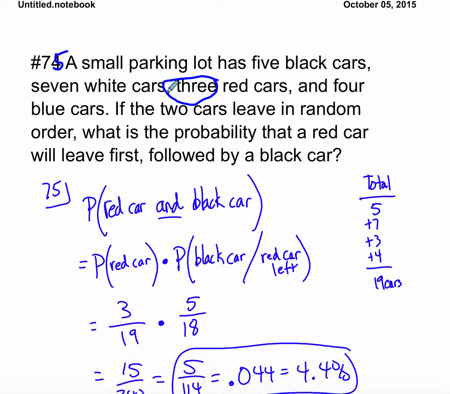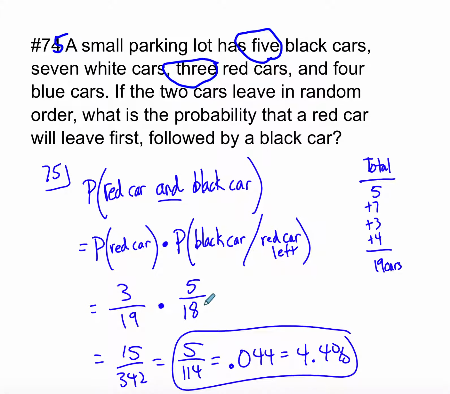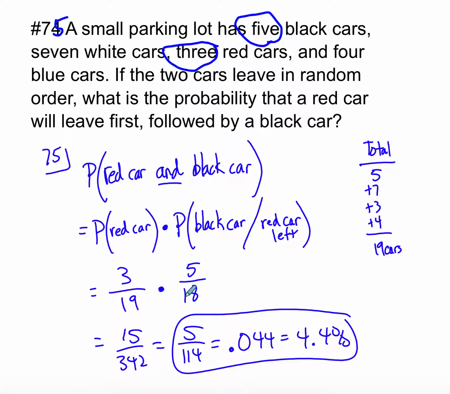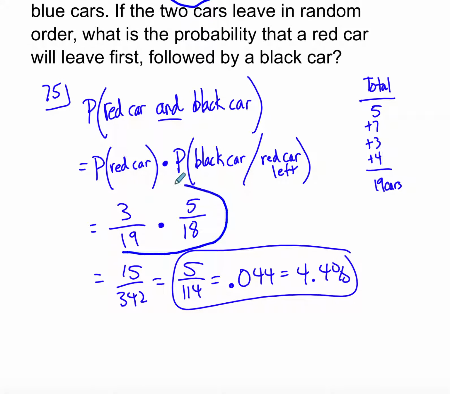Now there still are 5 black cars in the parking lot, so that doesn't change. What does change is there's now only 18 cars in the parking lot, because that car has left. So 19 was before, but 1 car left, so now it's only 18. So it's 3 out of 19 times 5 out of 18. Again, you can multiply them together, or you can leave them just like this. I don't care. And if you want to reduce them, you can, or make them into decimals. It's really your preference.